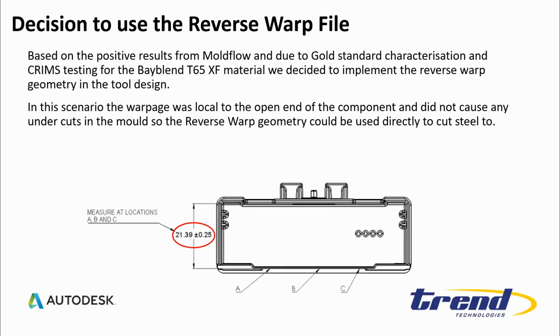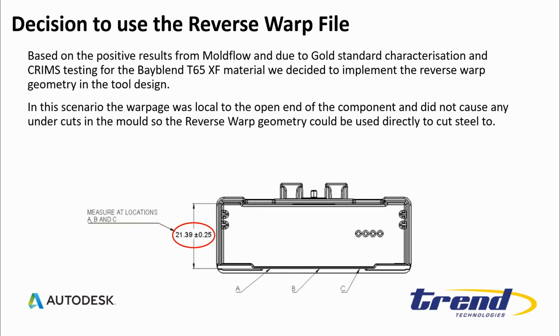So this brought about, right, what do we do? I think based on the material characterization, it's gold standard, it's CRIMS tested, and the results were really positive when I reran the analysis. I thought, like, it's risk averse. I'm going to actually implement this reverse warp on our tool.